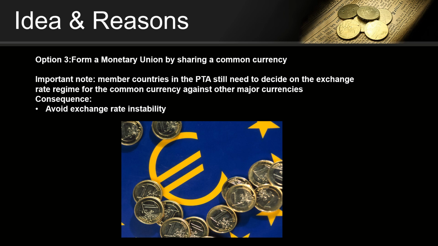However, it is also important to remember that the member country in the PTA still need to decide on the exchange rate regime for the common currency against other major currencies. So even though they do not have their own currency, they still need to gather together to decide which type of exchange rate regime for the common currency.